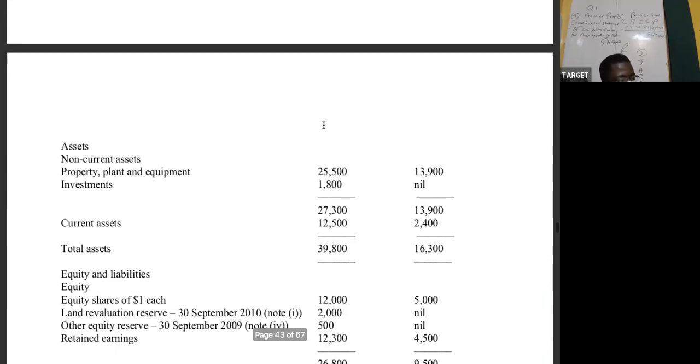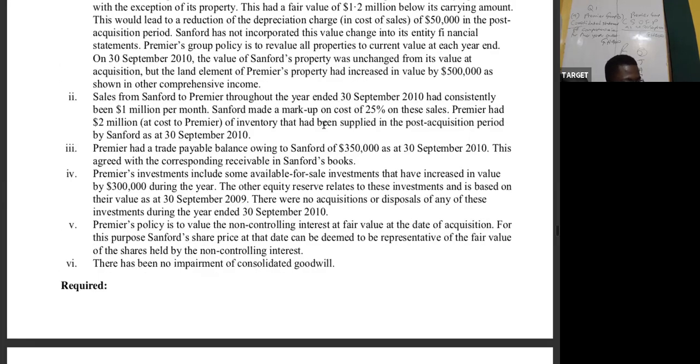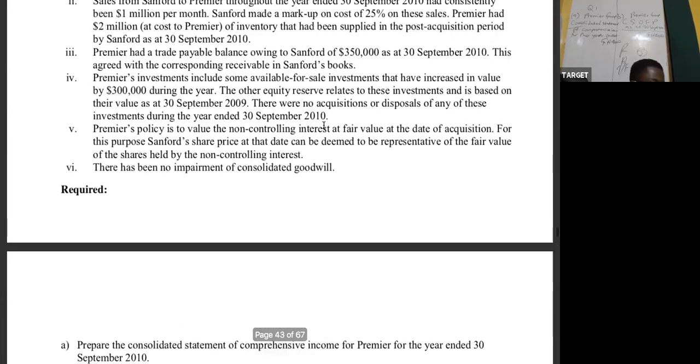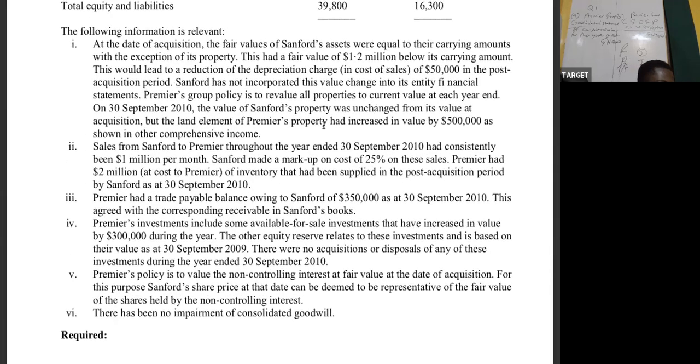Note 1. So let's go down again. Let's go to note 2. Sales from Stamford to Premier, sales from the subsidiary to the parent throughout the year ended 30th September 2010, had consistently been 2 million at a cost to the seller. At the cost to the seller. That's the selling price. Don't assume that the 2 million is the cost price.